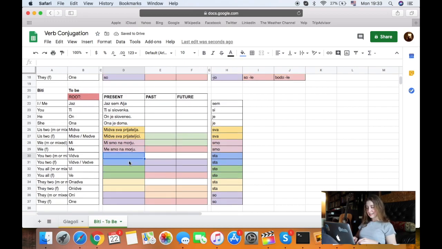And then vidva, you two, vidva sta študenta. Študenta means you two are students. This I can say either to a guy and a girl together, or to two guys. You two are students. Vidva sta študenta. And then vidve sta študentki. Študentki, so you two are two female students. But now forget about morje, student, and so on. We're just focusing on the verb to be. So, one more time. Jaz sem, ti si, on je, ona je, so I am, you are, he is, she is, and so on.